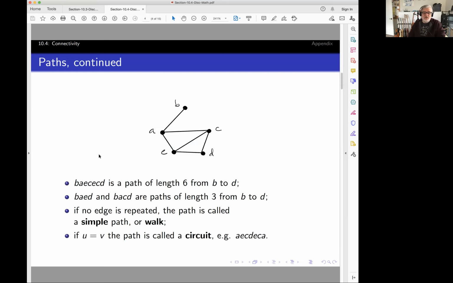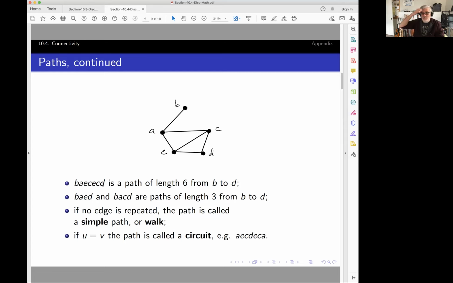So here's an example. Rather than list edges, I've just listed the vertices one after another. It's easier. It just takes less space. I've used that graph again because, well, I'm lazy. And so it does the job, right? So here is a path of length 6 from B to D. So it's B, A, E, C, E, C, D.